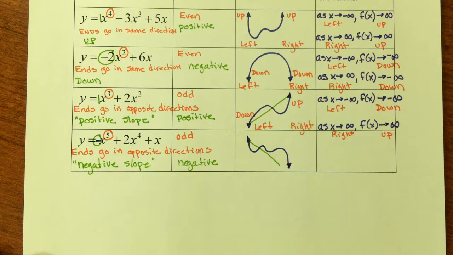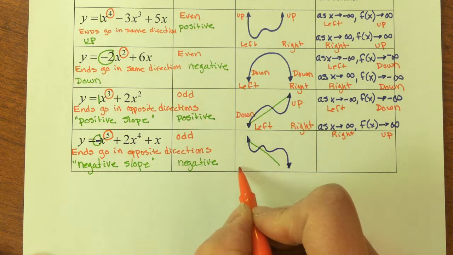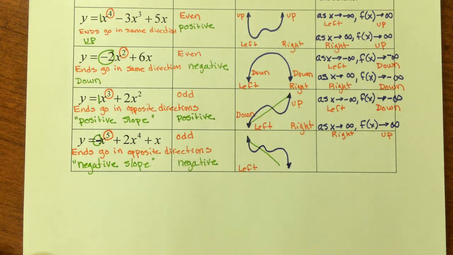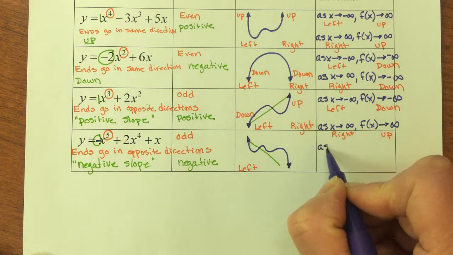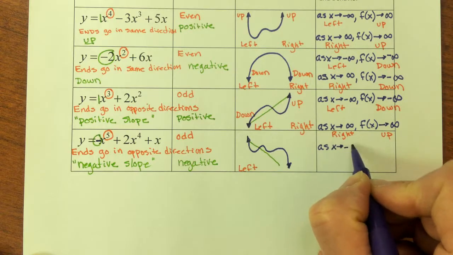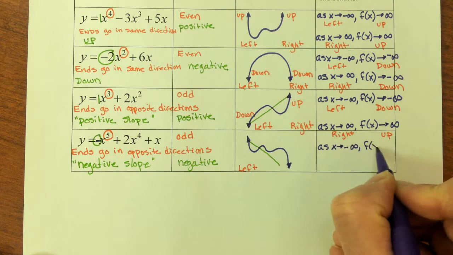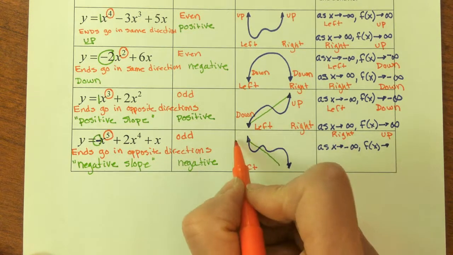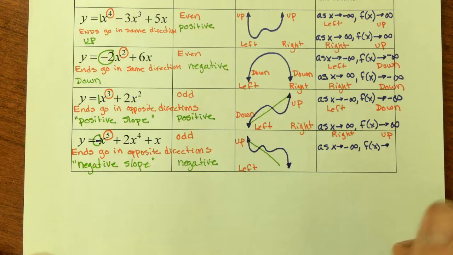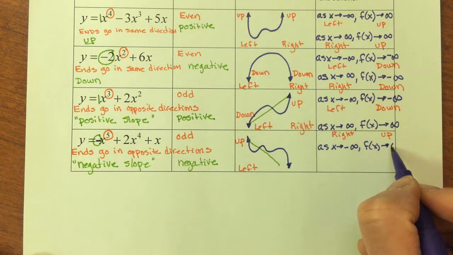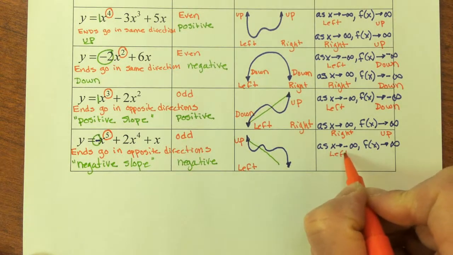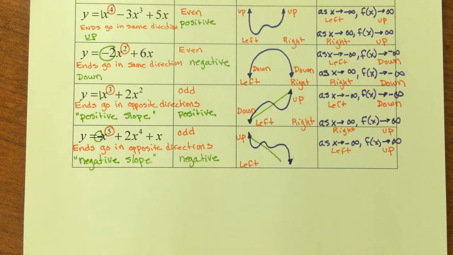Okay, so this again, this is my left side. So for left side, I say as x goes to negative infinity, where is my function going? Well, on the left side, my function is going up. So in order to say it's going up, it's going to positive infinity. So here, this here is my left side, and it's going up.